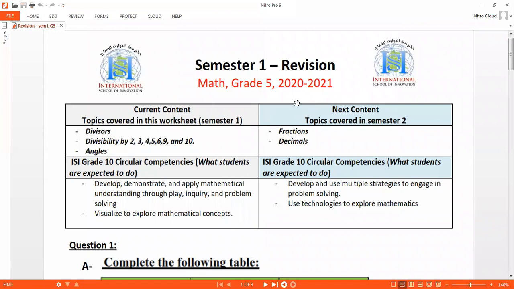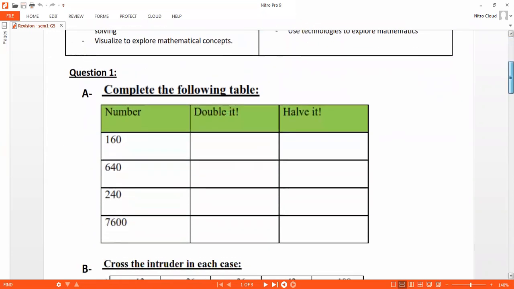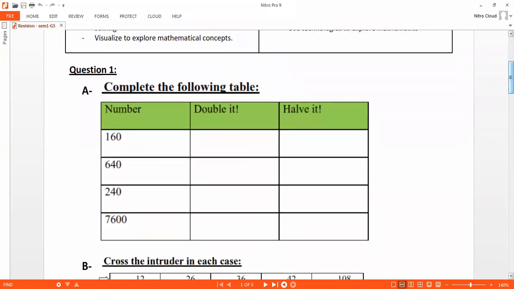So let us start with the first question. In this question, we have the numbers 160, 640, 240, and 7600. We need to do two things. The first thing is to double it. Double means times 2. Half it means divided by 2.